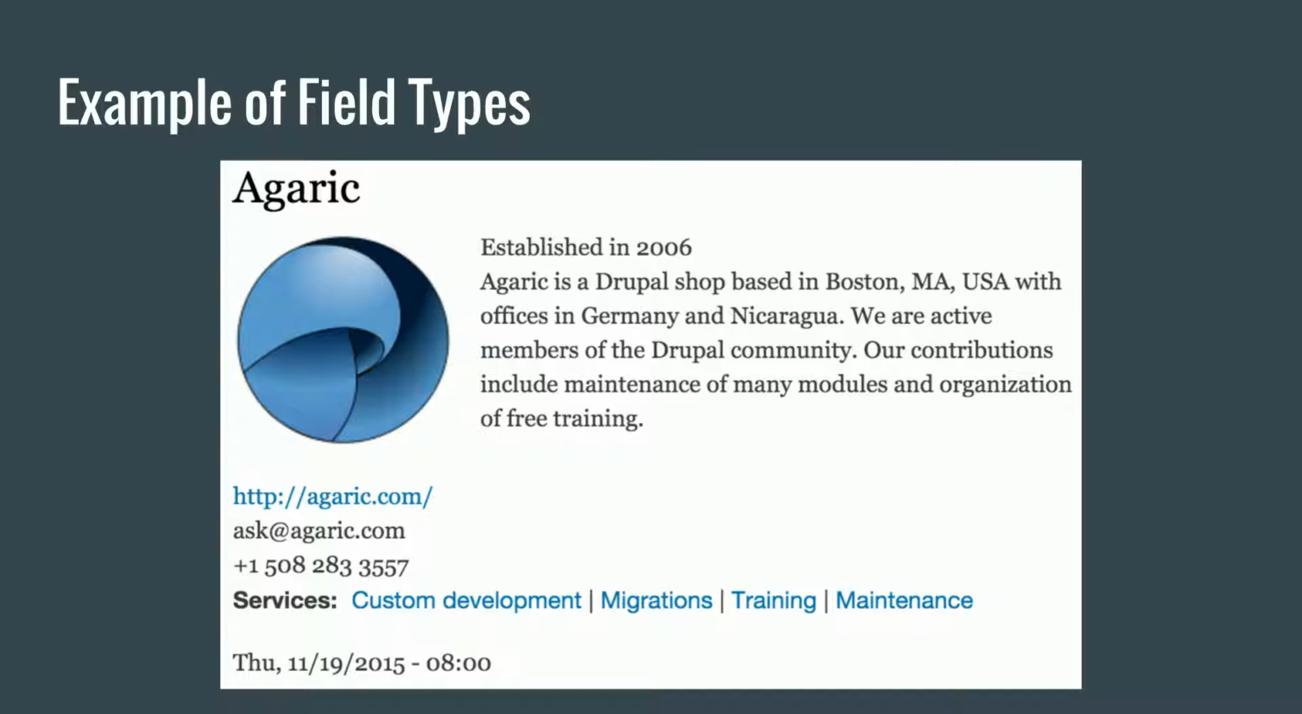You can also have URLs, emails, phone numbers, dates, and they will make a validation. You can also have time. These are called tags, which is like for categorization. We're going to talk about that later. But these are only some examples of what you can do with Drupal fields.